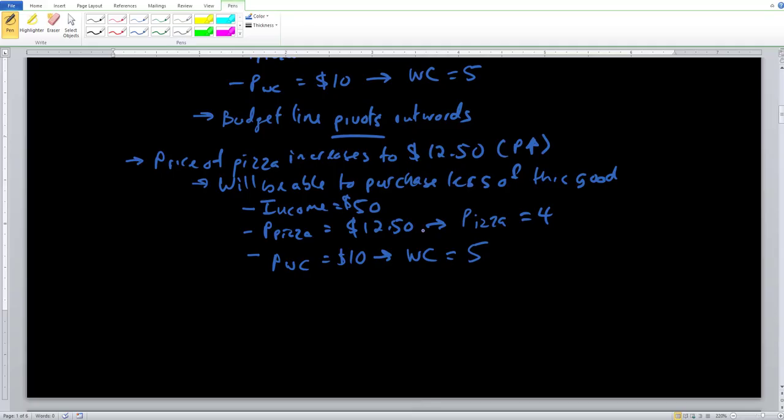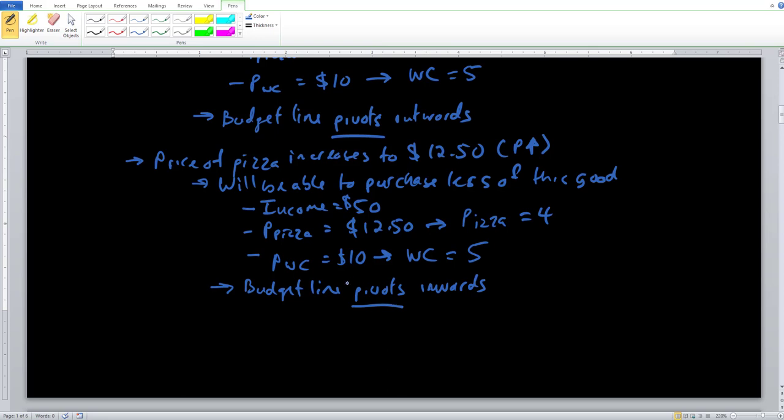So once again, in order to wrap up this example, we notice that the budget line pivots inwards. So once again, be very, very careful about the terminology right here. It's a pivot or rotation. So it's exactly just like the Friends episode where they're trying to move the sofa up the stairs. It's pivoting. So anytime the price of a good changes, you pivot.